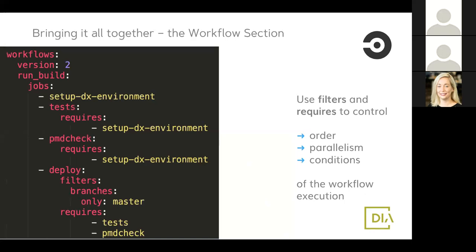And after that, there's the deploy job that has something applied to it that's called a filter. And the filter is on branches. You can filter positively and negatively. So I choose to positively filter on master. And that basically means that the job deploy only runs when the commit affects the master branch. And the deploy job requires the tests and the PMD check job to run.